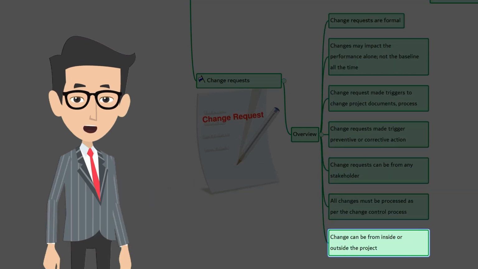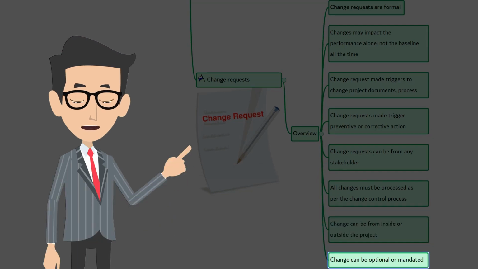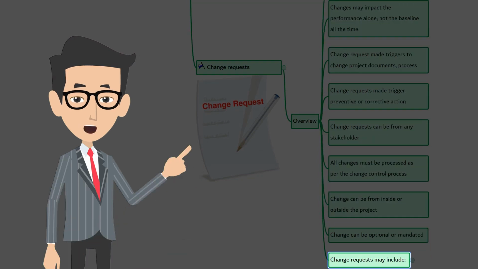Change requests can be initiated from inside or outside the project. It can be optional or legal or contractually mandated, especially with sellers. Change requests may include defect repairs, corrective action, and preventive action. Let's talk about defect repair, corrective action, and preventive action. You may want to pay special attention to this because in sample examination, there will be multiple twisted questions.